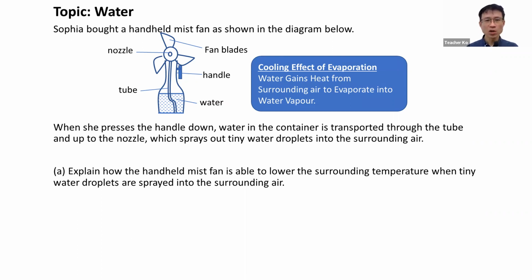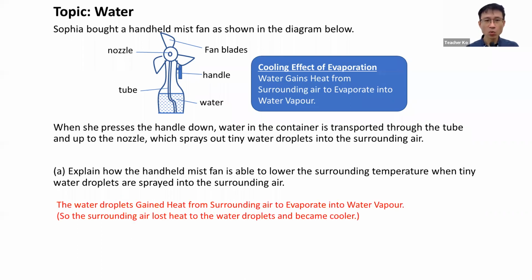All right. So how do we put this in words? The water droplets gain heat from the surrounding air to evaporate into water vapor. So when they gain heat from the surrounding air, the surrounding air will lose heat to the water droplets and become cooler. Now, I put a second sentence in brackets because I think it's optional, all right?